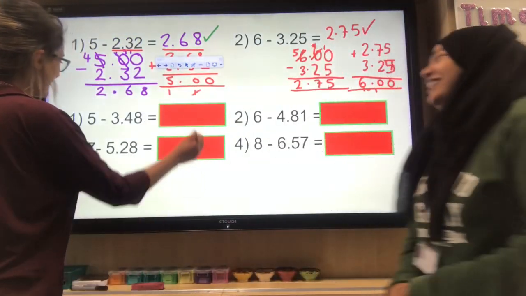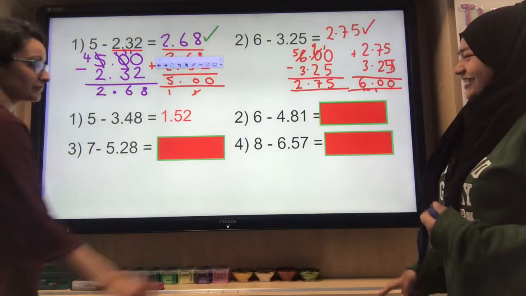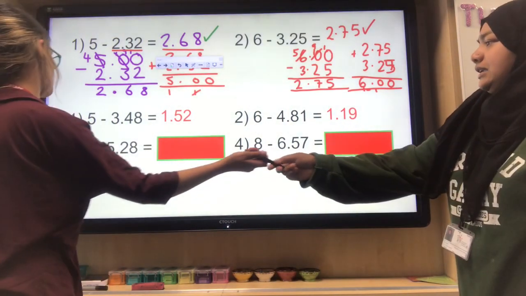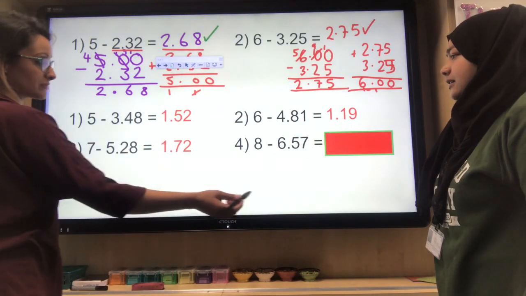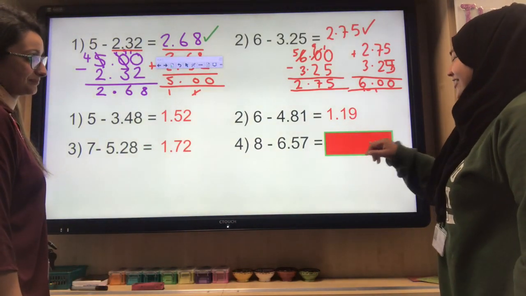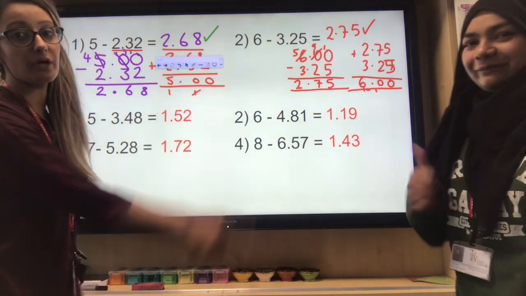Okay, 5 minus 3.48 gives you 1.52. 6 minus 4.81 gives you 1.19. 7 minus 5.28 gives you 1.72. And 8 minus 6.57 gives you 1.43. So hopefully you're accurate with them.